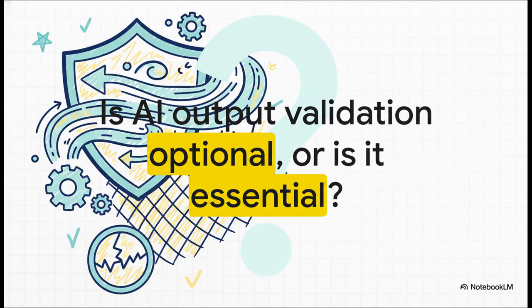And that leaves us with a final question to think about. As these AI models get more and more powerful and more integrated into everything we do, is this kind of rigorous output validation just a nice-to-have feature anymore? Or is it becoming an absolutely essential part of building responsible AI? I think the answer is becoming clearer every single day.